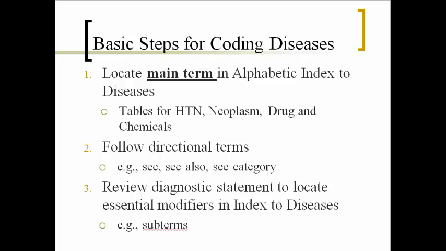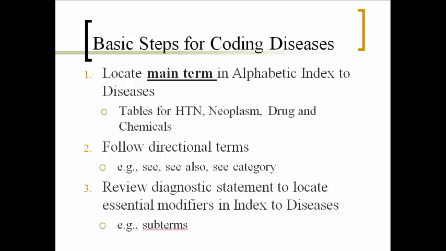We're going to review the alphabetic index closely, looking for any kind of directional terms or cross-references. You may have to search multiple columns or even pages. Then you're going to look for your subterms or essential modifiers, which provide additional information on that condition. Make sure that you review the non-essential modifiers as well. It can be helpful to underline the main term to help you recreate your process when learning to code.